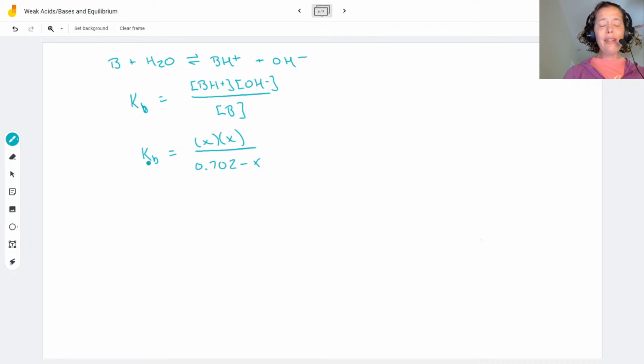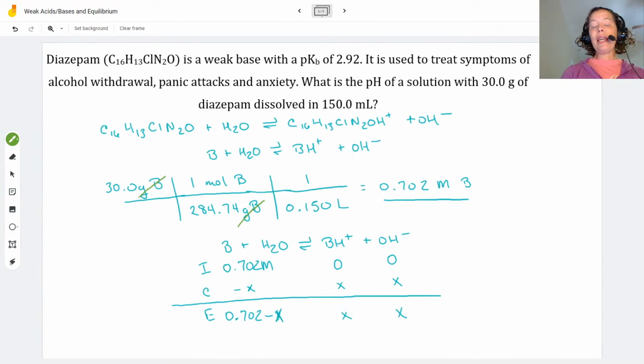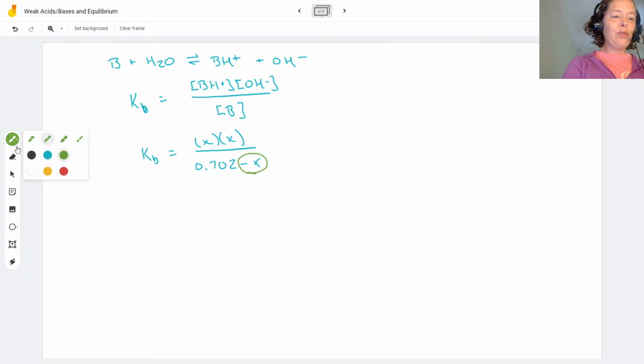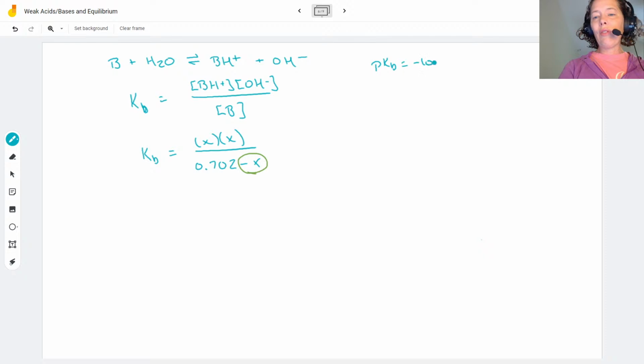Okay, great, fantastic. But here again, I am going to run my test because I really want to drop this negative x. Now, based on my pKb, we should go ahead and convert pKb to Kb here because that's maybe not something that you can do straight in your head. So let's go ahead and do that. pKb is negative log of Kb. I know my pKb is 2.92. So now I'm just going to do the anti-log and solve for Kb. And I get 1.20 times 10 to the negative third.